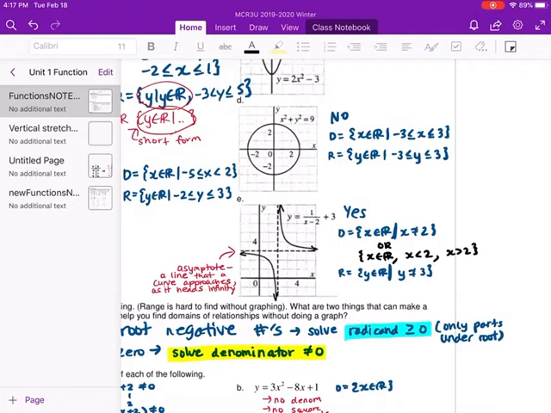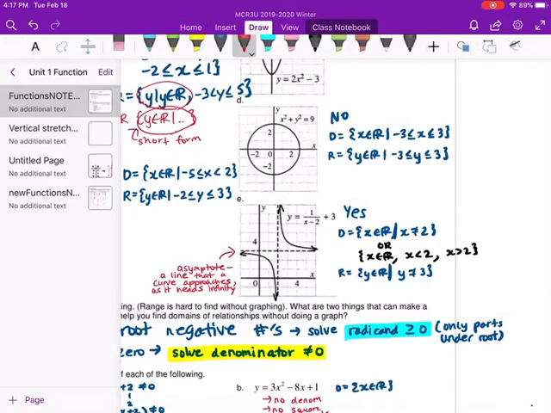So what we notice is that the graph exists everywhere, so all real numbers except at x equals 2. There's a vertical asymptote at x equals 2. We know it's a vertical asymptote because it runs vertically, and the curves approach this asymptote, but not quite touch it. And then for the range, I notice that there's a horizontal asymptote at y equals 3.